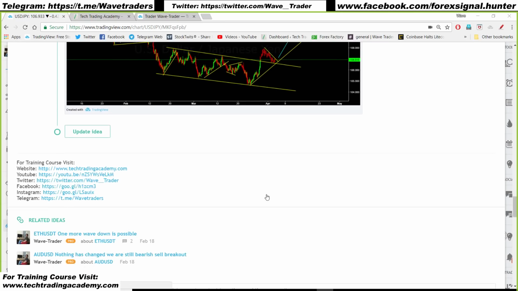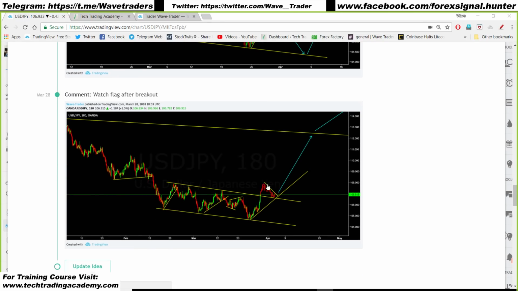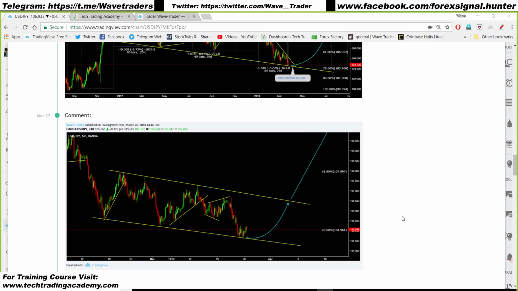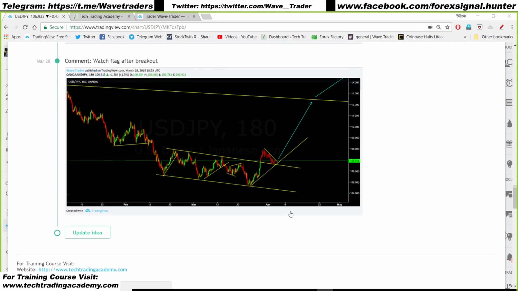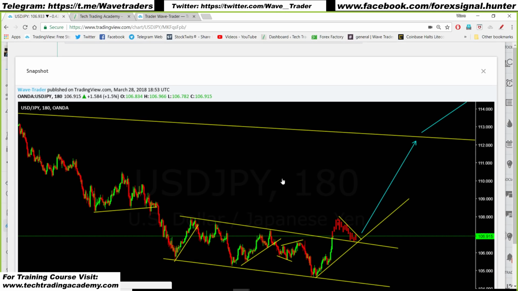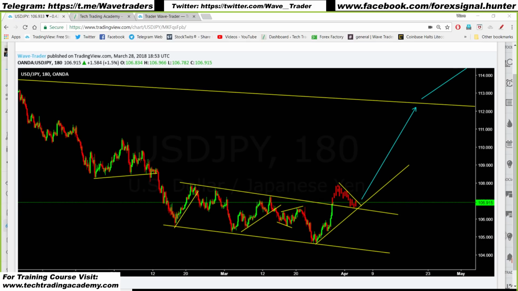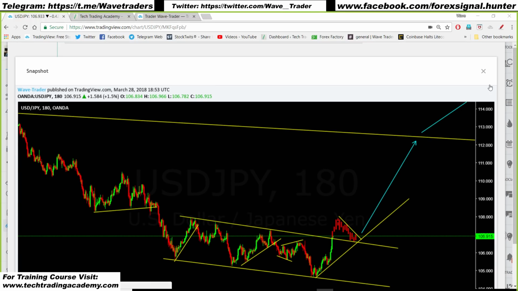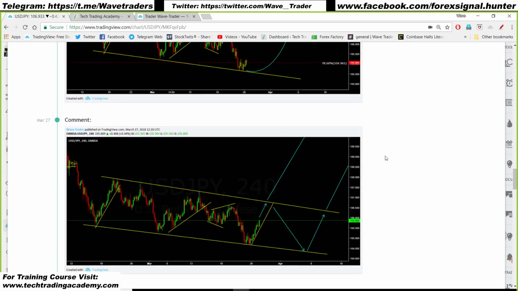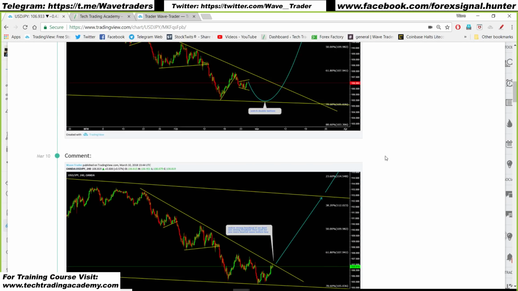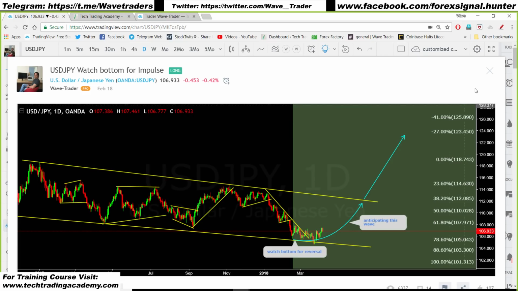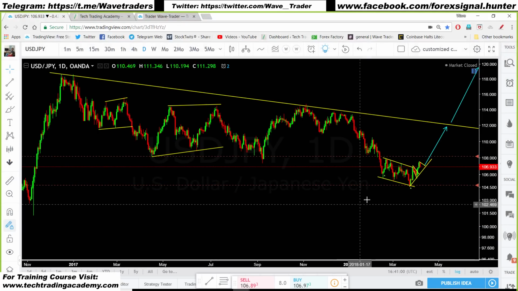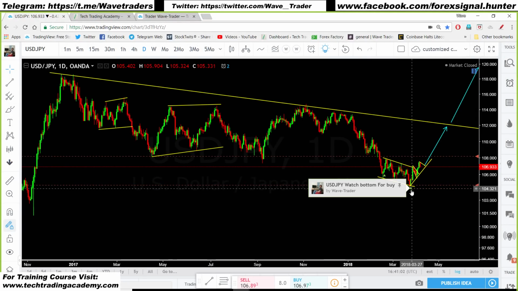A flag just appeared over there and broke up, and another flag is just trying to build for continuation to the upside. So how you can trade on it on the dollar yen: you can even trade on it for a short-term sell, but that's going to be slightly risky over there. You can trade on it, yes, on the second chart here.